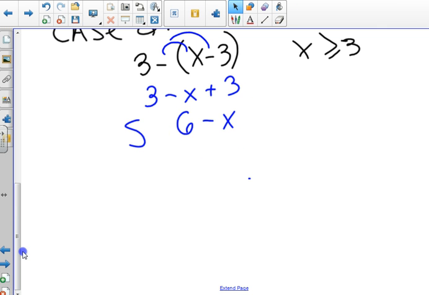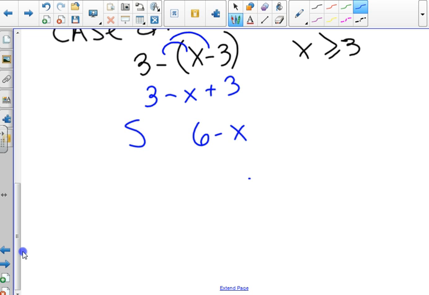Where are your integrals going to be? Good job. Which one's going to be on the top though? 4, because it's the bigger one.